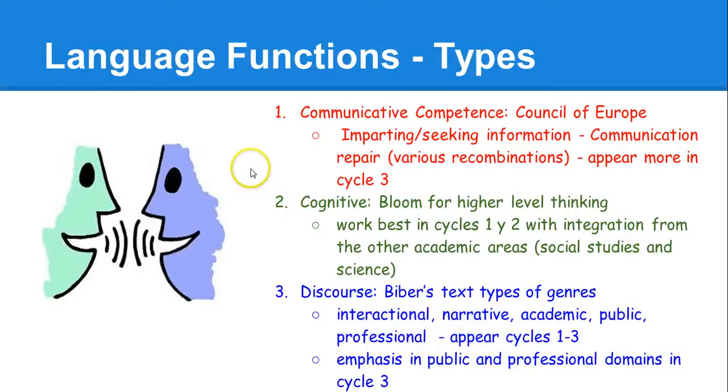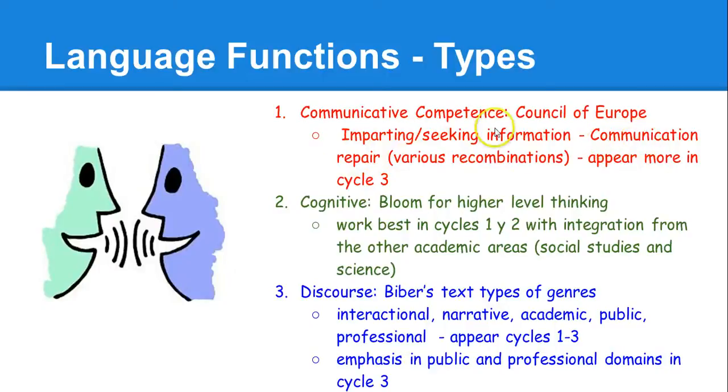There are three types of language functions, and the ones that you just saw are based on Bloom's higher thinking levels. And they work best in cycles 1 and 2 because we're integrating the topics of the units with the other academic areas that the students are working with at that grade level, especially drawing from social studies and science themes. They are also working with the kinds of language functions called communicative competence functions, where students are using language functions to do these kinds of things, imparting and seeking information, communication, repair, and that sort of thing.